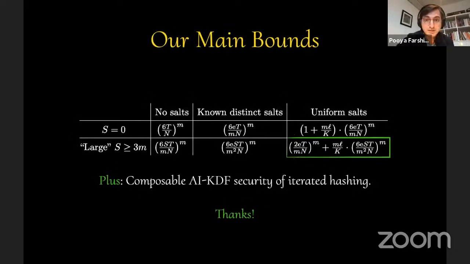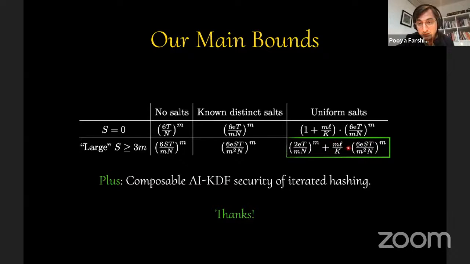So just some takeaway messages. Maybe I should focus on this last box here, but feel free to ask questions about the other boxes. If you look at the case where we have large pre-processing S, and if you have some uniform salts, which is the case in practice, you get a bound of this form. Note that the first one does not involve S, pre-processing, and the second one does.